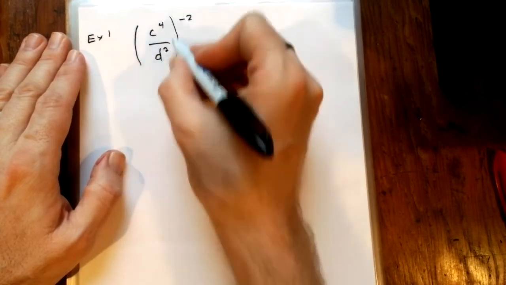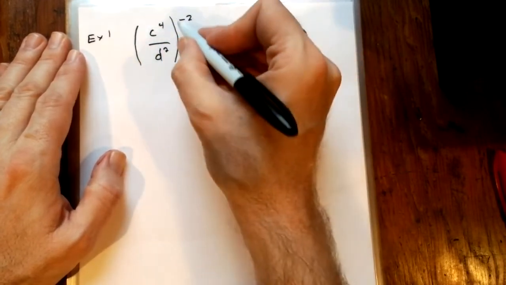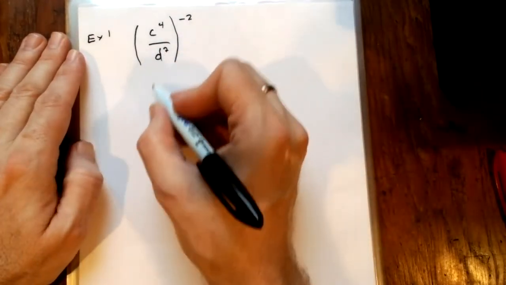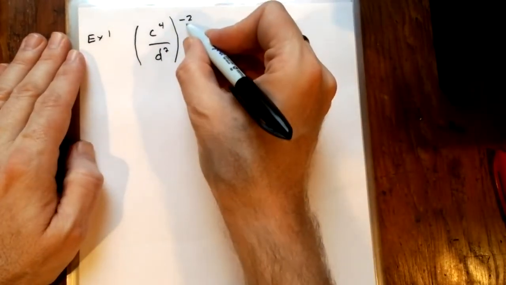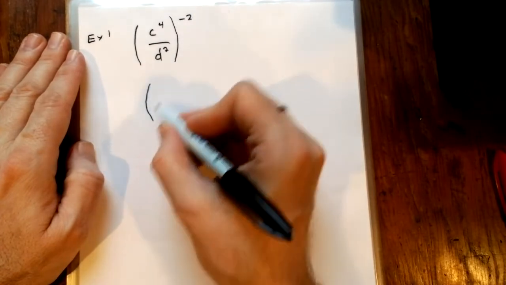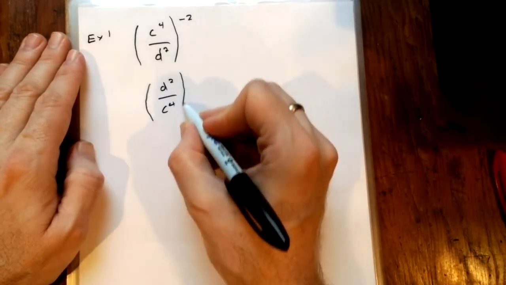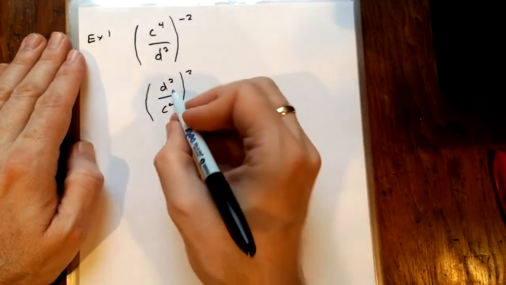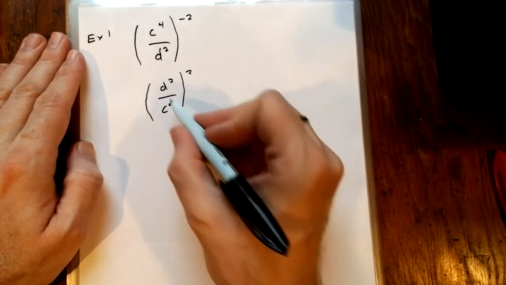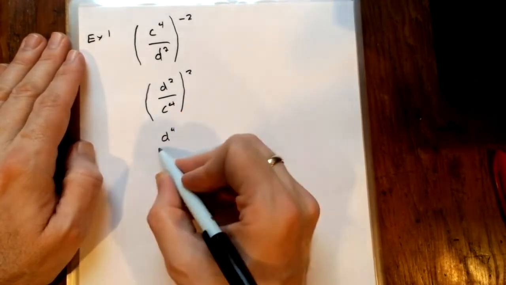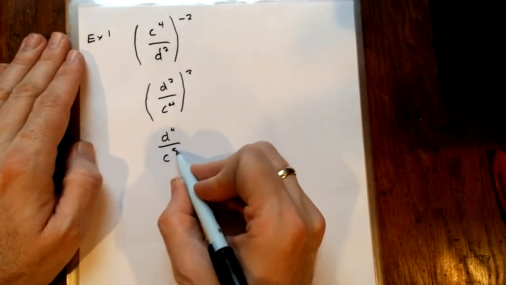Well, I can't simplify inside this set of parentheses, and I'm going to deal with that negative exponent before I do anything else. So I'm going to apply that negative, which means this takes the reciprocal. That'll be d squared over c to the fourth, squared. Now I'm going to apply that power rule. D squared squared would be d to the fourth. C to the fourth squared would be c to the eighth.